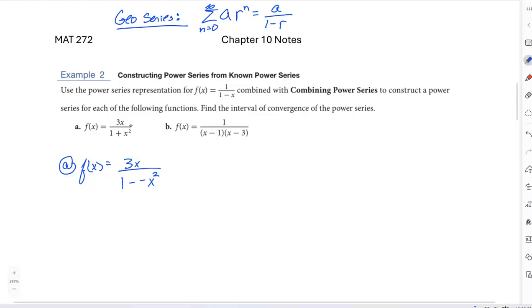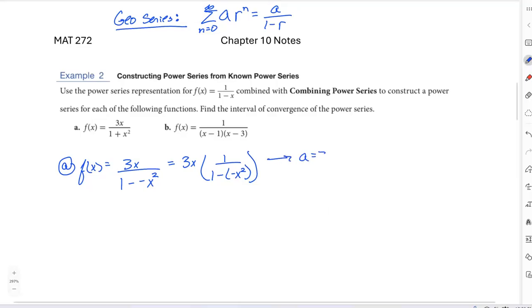So we can see some r stuff coming out here. We could think about that as 3x times 1 over 1 minus negative x squared. So then that tells me my a is 3x and my r is negative x squared. So if I'm writing that as a geometric series, the sum from n equals 0 to infinity, a is 3x, and r is negative x squared, to the n.